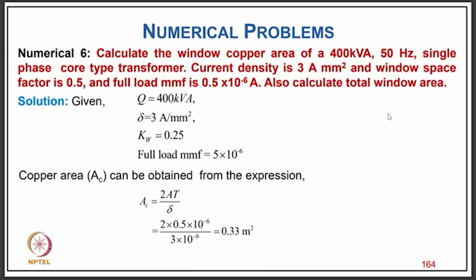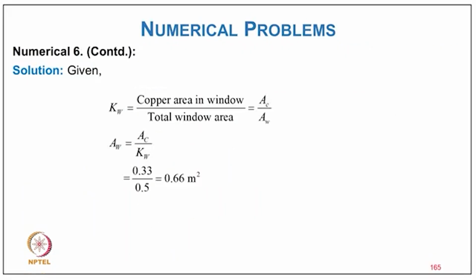Now coming to numerical problem 6: calculate the window copper area of a 400 kVA 50 Hz single phase core type transformer, current density 3 ampere per millimeter square, window space factor 0.5, and full load MMF is 0.5 into 10 power minus 3. Also calculate the window area. So given here Q equal to 400 kVA, sigma equal to 3 ampere per millimeter square, Kw is 0.25, full load MMF is 5 into 10 power minus 6. The copper area can be calculated, Ac equal to 280 upon sigma, so putting the value it comes 0.33 meter square, and Kw is Ac upon Aw, putting the value it comes like 0.66 meter square.